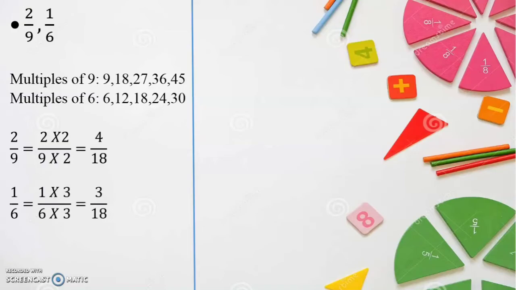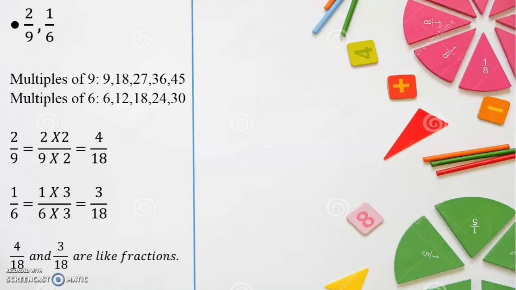Similarly, in the next fraction we have 1 upon 6. So to make the denominator equal, we multiply 6 into 3, which is 18, and we multiply the same number 3 to the numerator as well. So we get 1 into 3 upon 6 into 3. 1 into 3 is 3 and 6 into 3 is 18. Therefore, we get 4 upon 18 and 3 upon 18 are the like fractions.